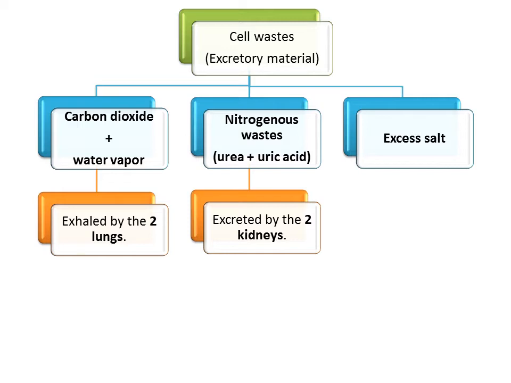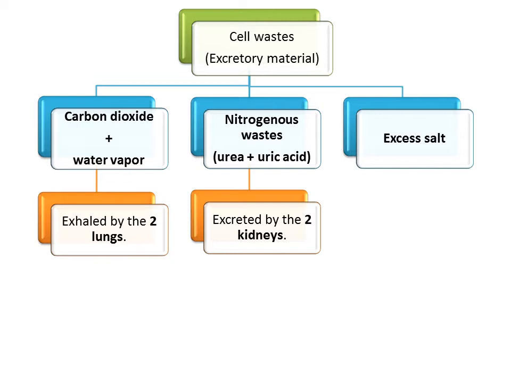So again, waste number 2 is the nitrogenous wastes. They consist of urea and uric acid. From where do they come? They come from the breaking down of proteins inside the cell. How are they removed outside the body? They are excreted. By the way, the word excreted means removed. So they are excreted by the two kidneys, removed by the two kidneys. Okay?